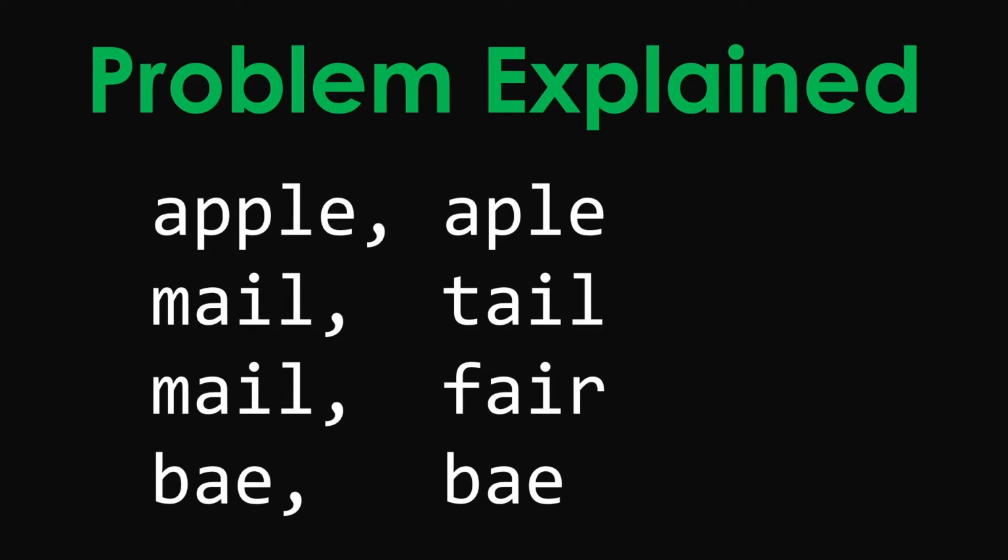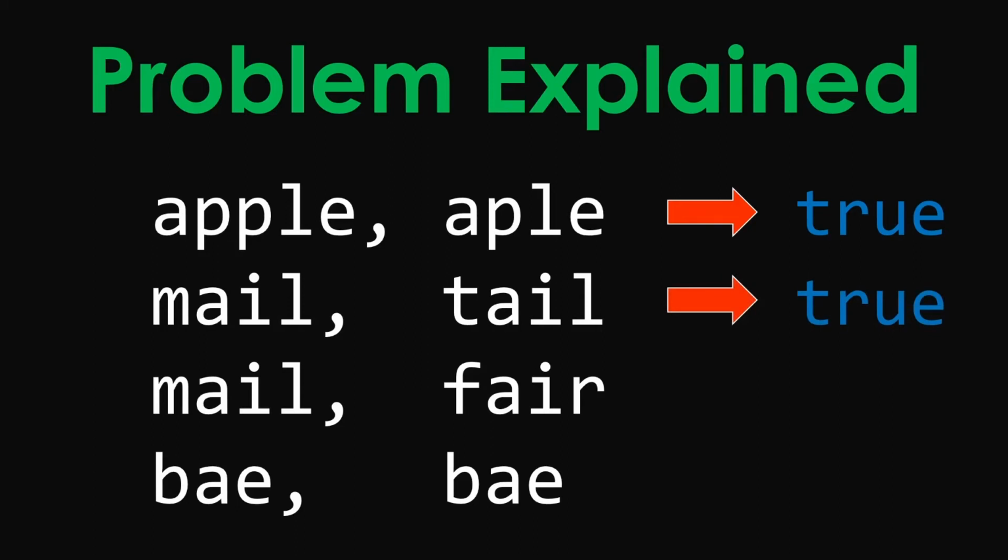So let's go through this. What I would say is, if I just remove one P from the first apple, these would be equal to each other. That's only one edit, and that should return true. In the second example, we have male and tail. If I replace the M with the T, then both of these words are equal to each other. That should return true because it only required one edit.